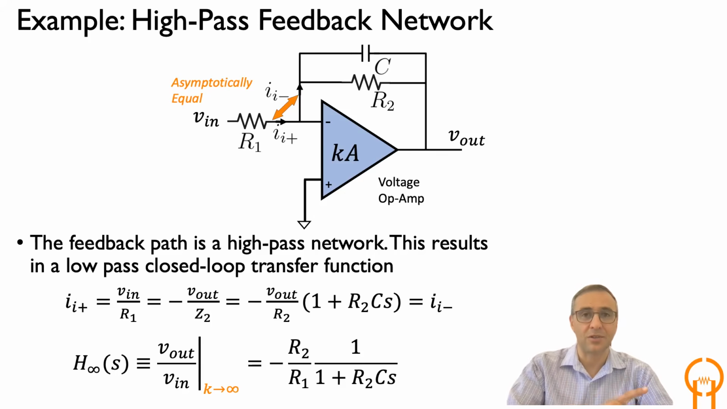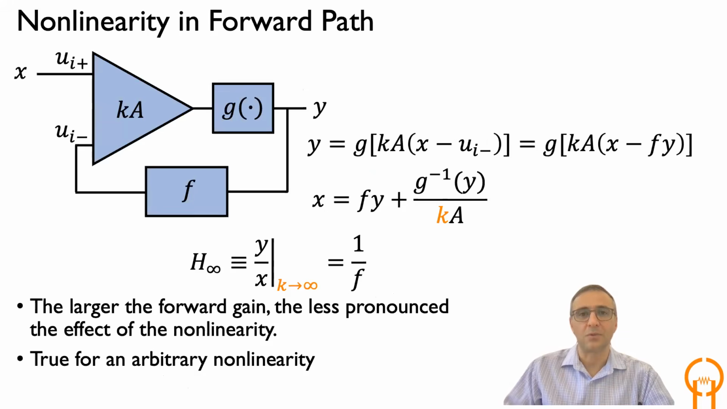The zero that you had in the transfer function of the high pass network has become a pole in the transfer function of the closed loop system. So this is another example of feedback inverting whatever you put in the feedback path. This is actually a more general principle that happens frequently, as we'll see. So now let's talk about nonlinearity. What happens to nonlinearity? Imagine that you first have some nonlinearity in the forward path.